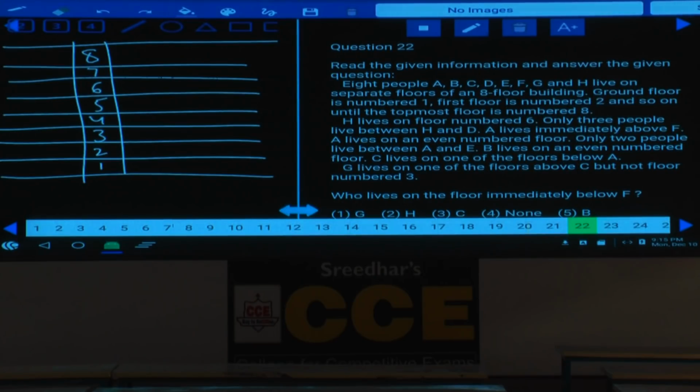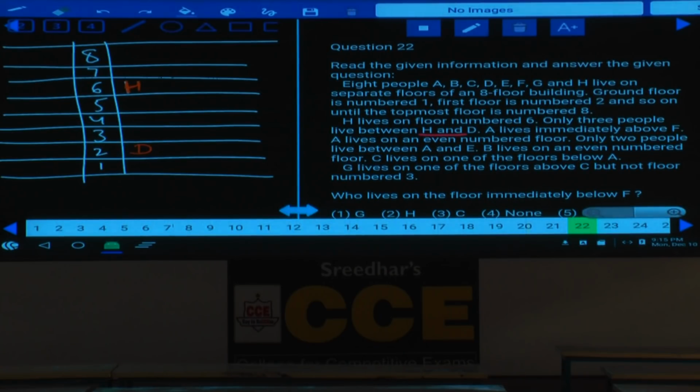Then condition number 1. H lives on floor number 6. True or false? H lives on floor number 6. Now we are writing this H at this place. Then next one. And only 3 people between H and D. Only 3 people between H and D. Hence D must be on the second floor. H lives on 6th floor. Only 3 people between H and D.